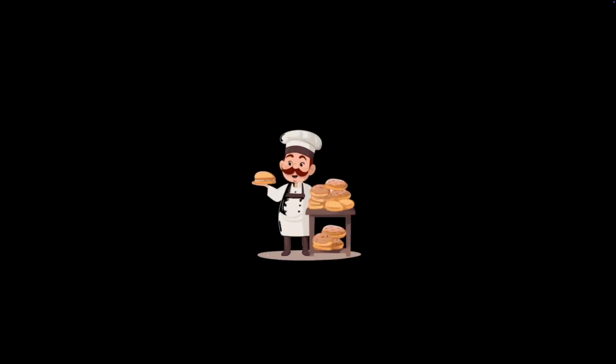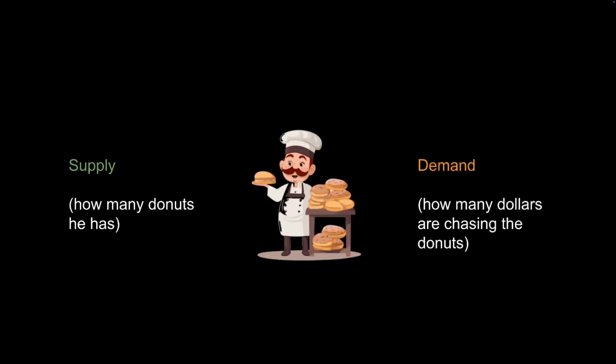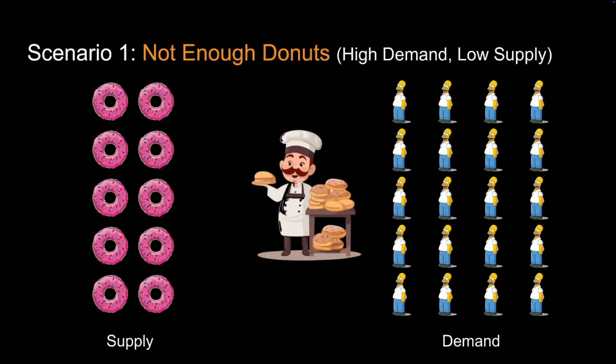Imagine there's a baker in a small town who bakes delicious donuts. Let's see how supply, how many donuts he makes, and demand, how many dollars are chasing the donuts, affect the price. Scenario 1, not enough donuts. High demand, low supply. The baker only makes 10 donuts each day, but 20 people come to buy the donuts. Since there aren't enough donuts for everyone, people start offering more money to make sure that they get one. The baker realizes he can raise the price because people are willing to pay more. The price of each donut goes up.